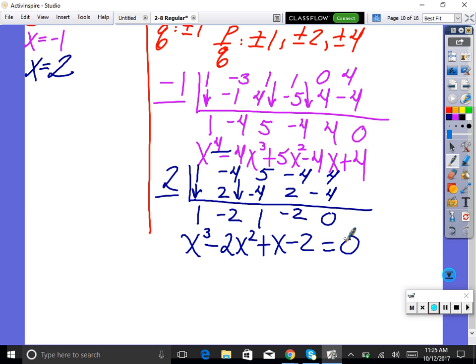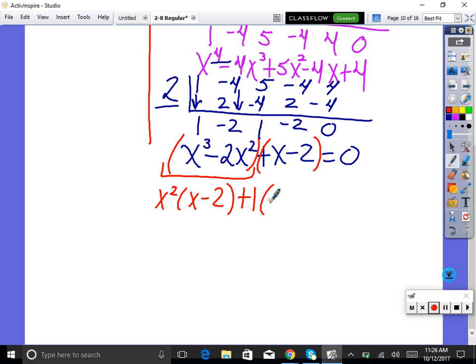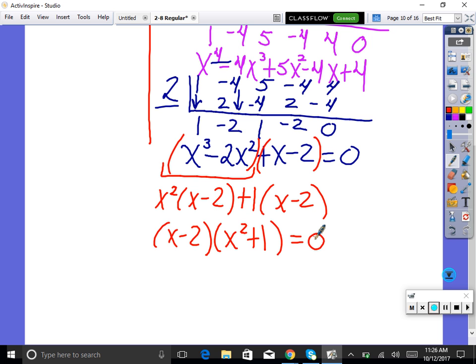Well, look at that. To find the next 3 solutions, can't I solve by factoring by grouping? So let's find the last solutions by an easiest method possible, grouping. So we're going to pull out x squared. Left is x minus 2. Pull out a 1, right? 1. Don't say nothing. We pull out a 1. X minus 2. So I'll factor out x minus 2. And left is x squared plus 1. And now we can set each of those equal to 0 and solve.